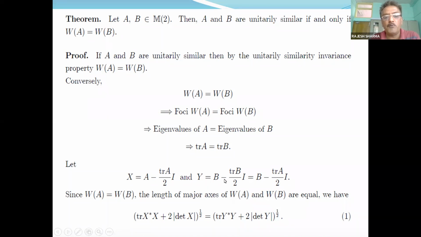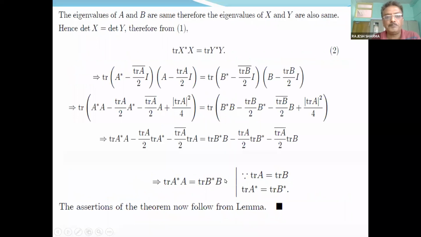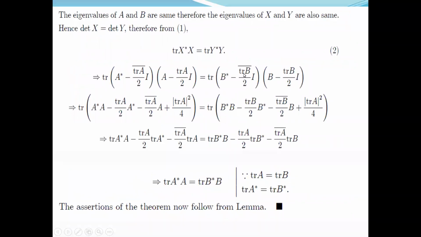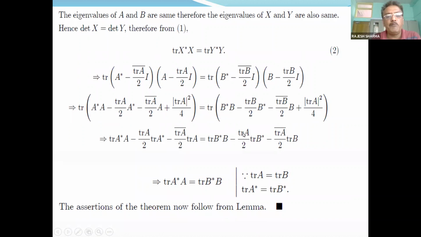Now substitute the values of X and Y from here. We get this expression, and on simplifying this, we find that trace A star A is equal to trace B star B. So if the numerical ranges of two matrices are the same, then their eigenvalues are the same, and also trace A star A is equal to trace B star B. So if the numerical ranges of 2 by 2 matrices are the same, then they are unitarily similar by the last lemma.